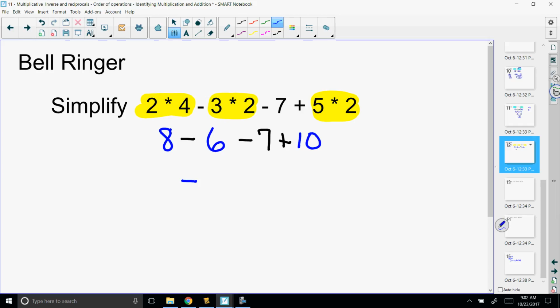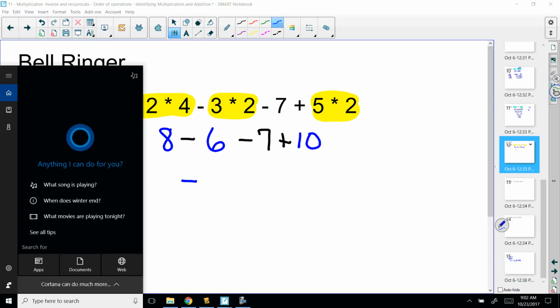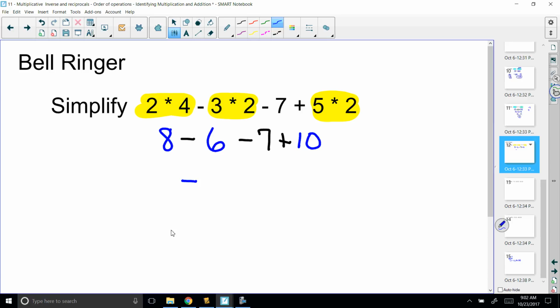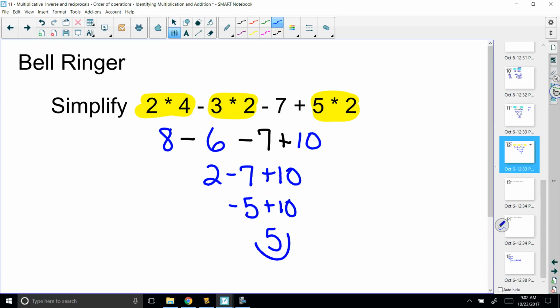I assume now you group the negatives and positives. Is that what you did? You went from left to right? Okay, we can go from left to right. 8 minus 6, 2. 2 minus 7, negative 5. Negative 5 plus 10, positive 5. If not, you group the negatives together and you get negative 13 and positive 18, which gives you 5.